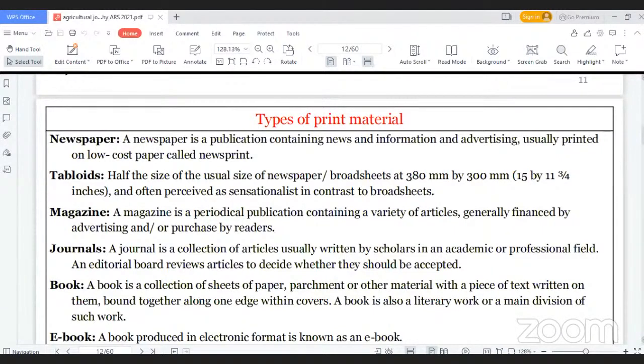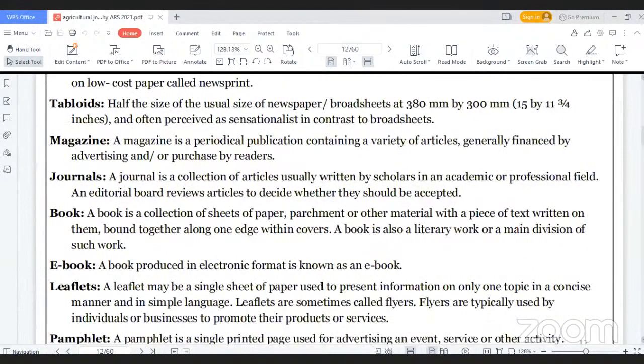So a newspaper contains news and information. A tabloid is half the size of a usual newspaper, small size news. Then a magazine is a periodical publication containing a variety of articles, for example Kheti, Yojana. Then a journal is a collection of articles written by scholars, specially related to specific topics, like research journals. For agriculture, research journals are there.